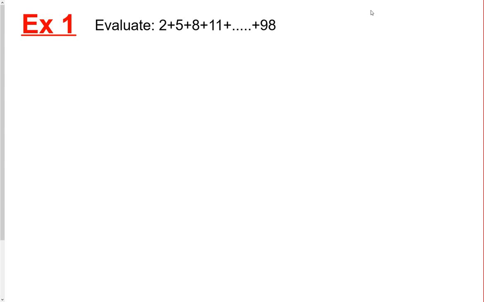We've started recording. So there's two examples I wanted to go through to start. These are both series, which means we're adding stuff up. So we've got a sequence of numbers and we're adding them up. The first one is as follows. It just says evaluate 2 plus 5 plus 8 plus 11 plus some bunch of numbers, we don't know how many or what they are, plus 98 at the end.